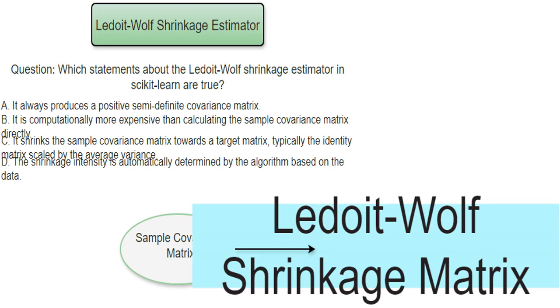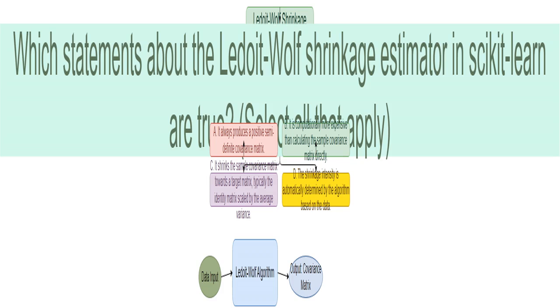This is the final output of the Ledoit-Wolff method, a covariance matrix that is improved over the sample covariance matrix. It is more reliable, positive semi-definite, meaning it only has non-negative eigenvalues, and generally produces better results for downstream applications. This question tests your understanding of the Ledoit-Wolff method, specifically how it improves the sample covariance matrix, especially with lots of data points. I'm looking for you to identify the key properties of this estimator. Think about positive semi-definiteness, computational cost, the target matrix, and how the shrinkage intensity is determined.